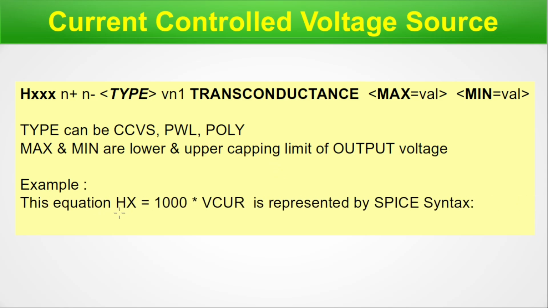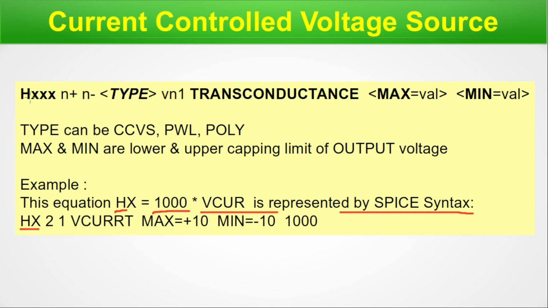Example, here we have an equation Hx equals 1000 into V current, represented by the SPICE syntax, this one. Hx here, and then these 2 nodes are here. V current is there, and max and min value, that is the capping value, and finally the value 1000, which is coming here. We are done here. Let's move on to the next slide.